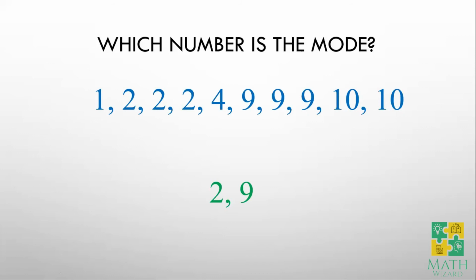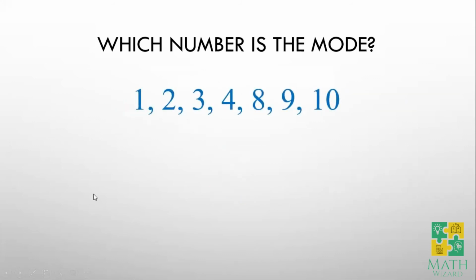But if, like our earlier example, we have three 1s and two 2s, automatically our mode is equal to 1, because 1 appeared thrice. So for this one, we see that 2 and 9 appeared the same number of times. They appeared thrice. Therefore, our mode is equal to 2 and 9.